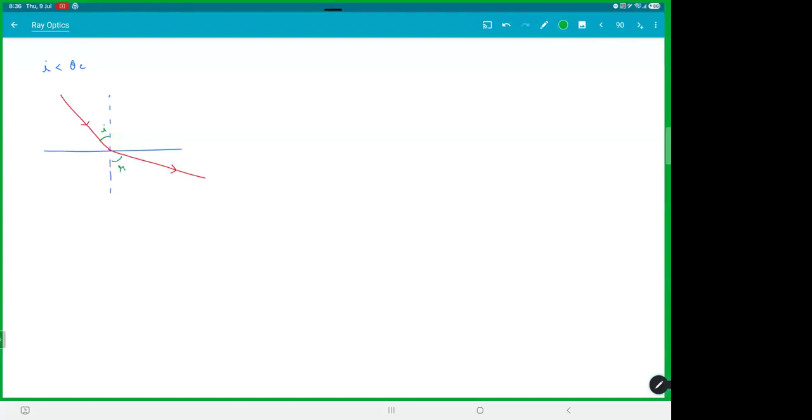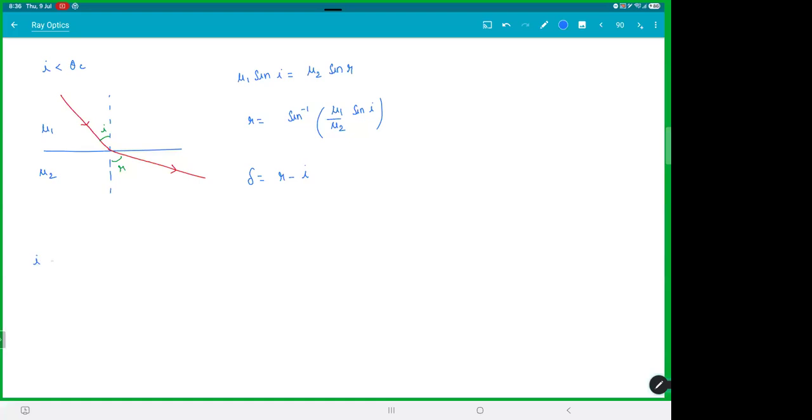this is I, this is R, and if you use Snell's law, mu1 sin I is equal to mu2 sin R. So from here we get R is equal to sine inverse of mu1 by mu2 sin I. And the deviation would be R minus I. So yeah, this is not a straight line for sure. This is some weird curve.